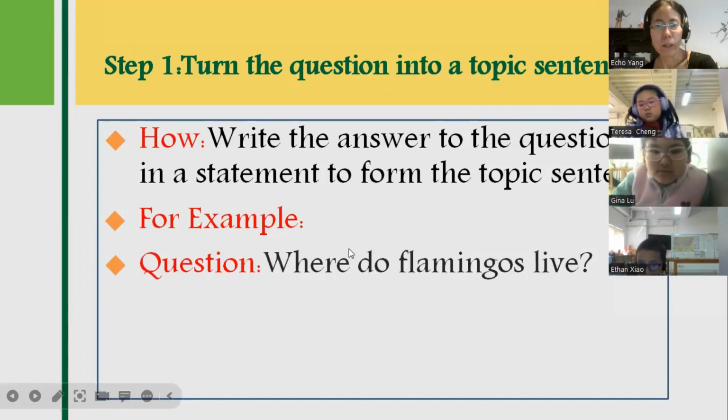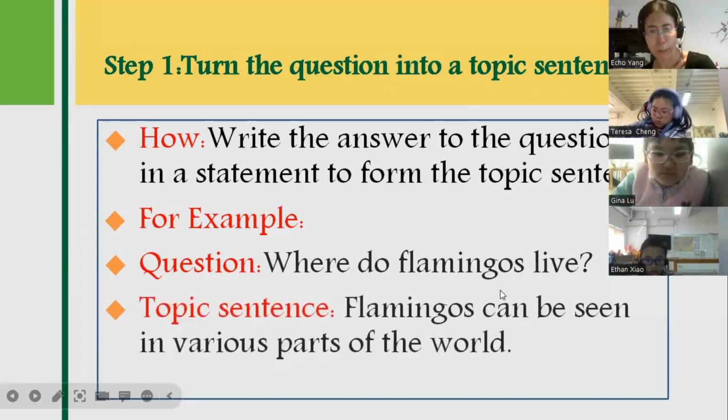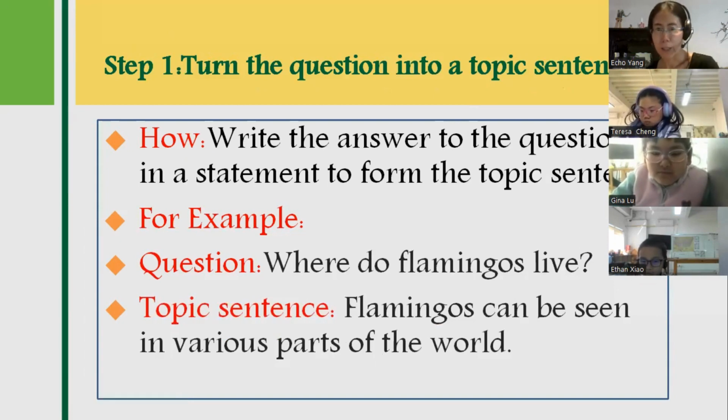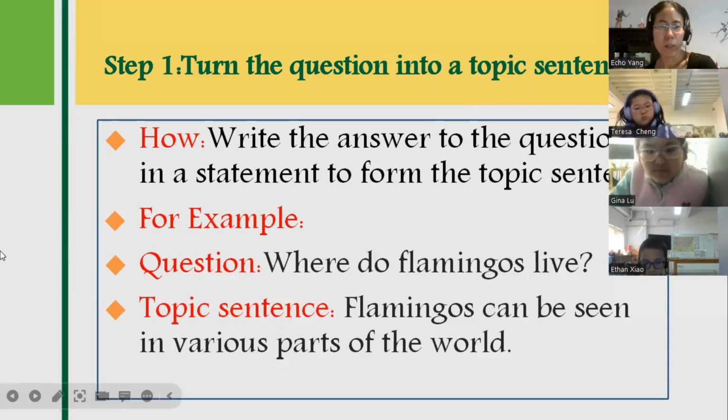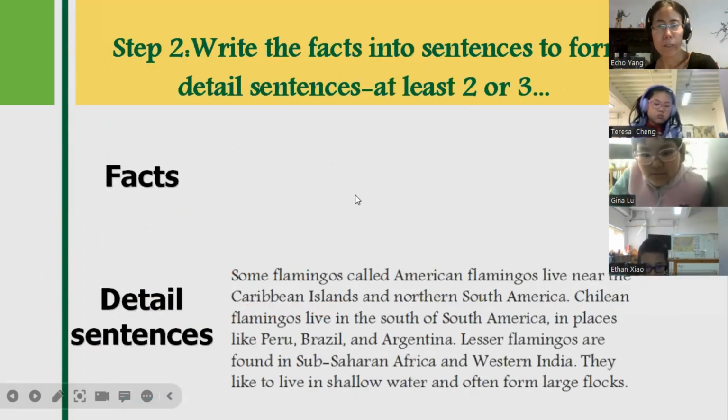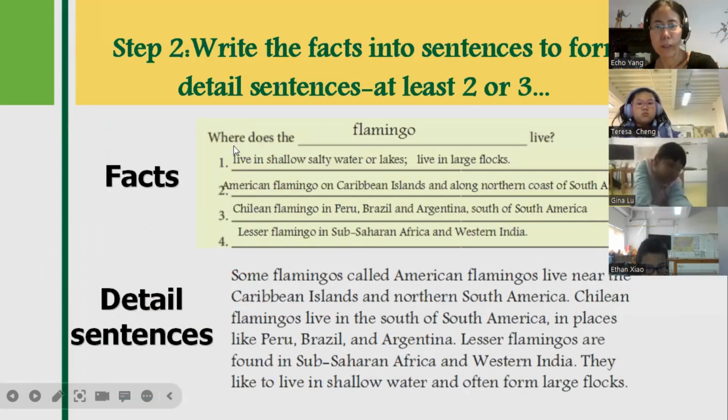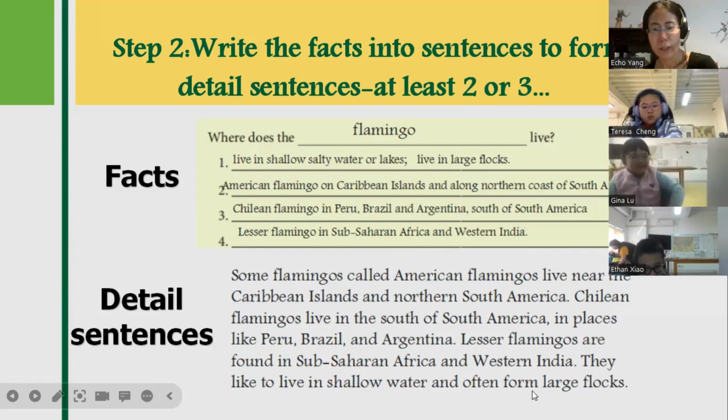So the question for the note card 2 is, where do flamingos live? So I turn this question into a statement. Flamingos can be seen in various parts of the world. So this topic sentence tells me the idea of the facts I'm going to write. So step 2, write the facts into sentences to form detailed sentences. So I have 4 detailed facts. So I wrote them into 4 detailed sentences.